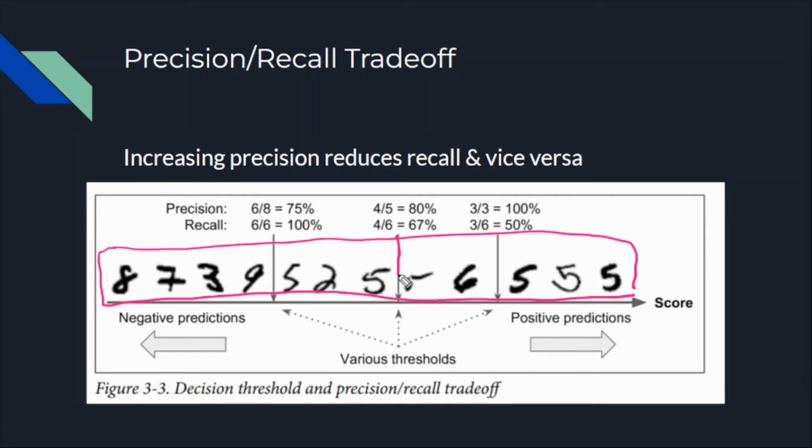the threshold. Now when I decide this is my threshold, whatever projection is to my right will be a positive projection, and whatever projection is to my left is a negative projection. Now when I decided this is my threshold, what will be my recall? Let's first calculate the precision.